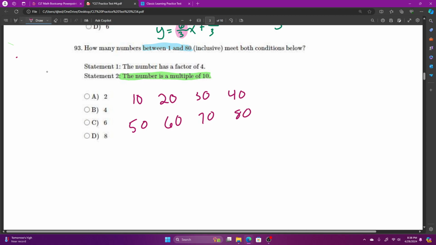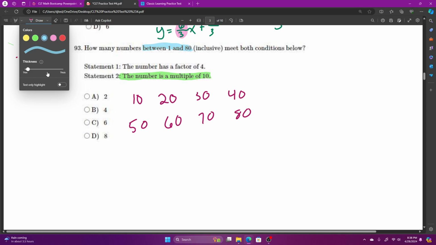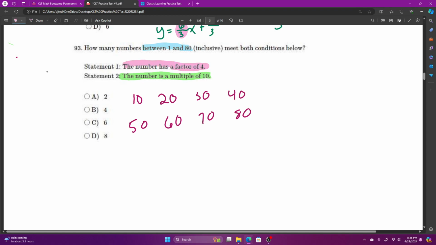And now go back to statement number 1. The number has a factor of 4. What does that mean, a number that has a factor of 4? When I hear the word factor, I think factor tree, like 100 can be divided by 10 times 10. 10 is a factor of 100, right? It can divide into it.